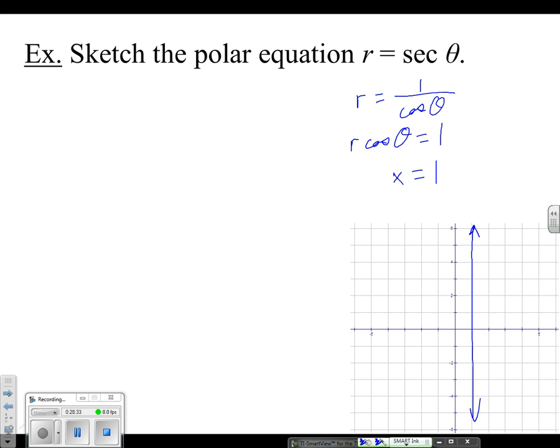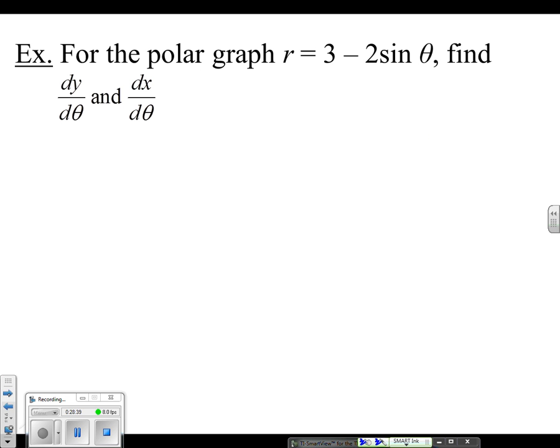Okay, let's consider this problem. For the polar graph, r equals 3 minus 2 sine theta. We're not being asked to graph this time. This time we're asked to find dy over d theta and dx over d theta.